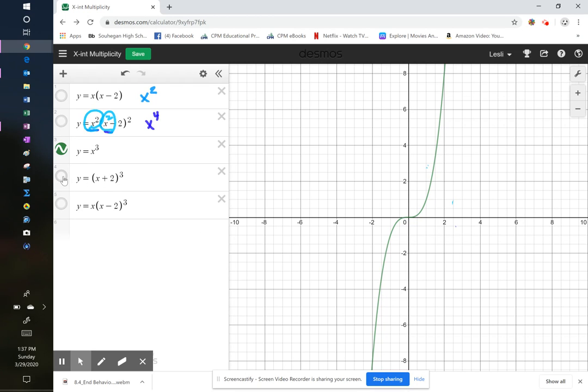Here I'm going to have an x-intercept at -2. Here I'm going to have an x-intercept at 0 and 3. So let's actually look at this last one last.